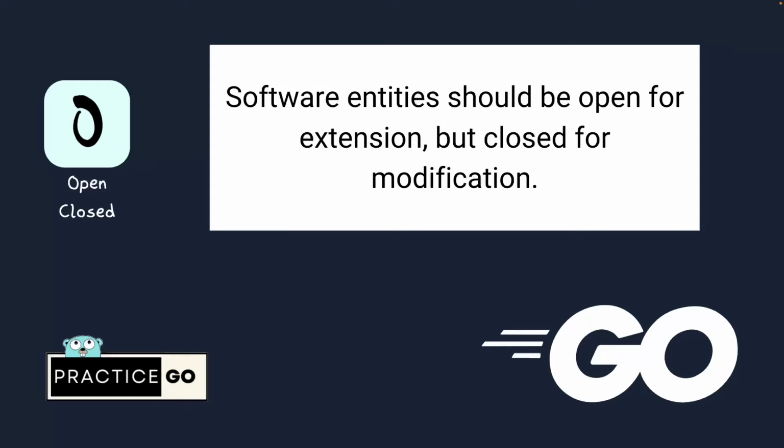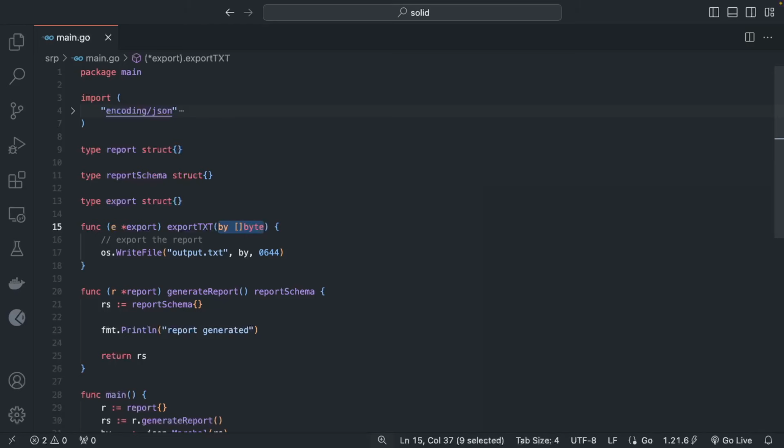So let's understand it using an example. Let's reuse our existing example. This particular example is also violating the open close principle. Let's understand how it is violating. So before that, let's make a few changes.